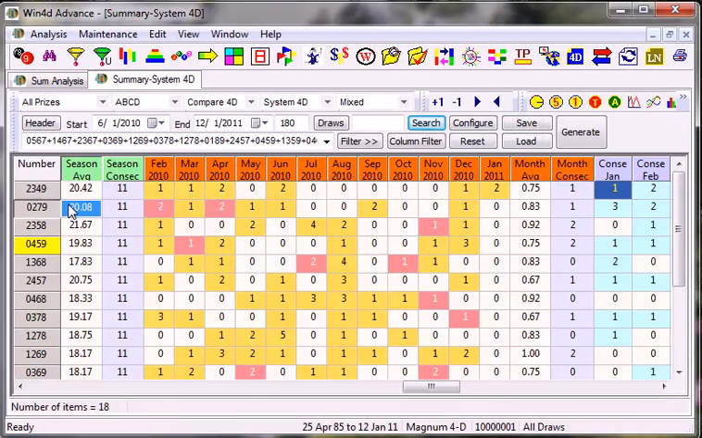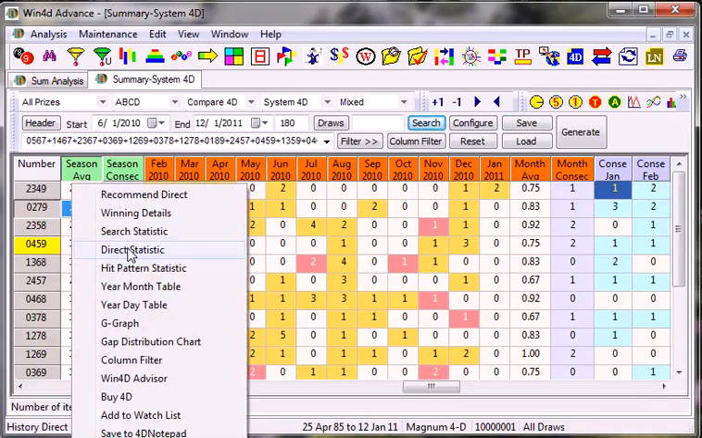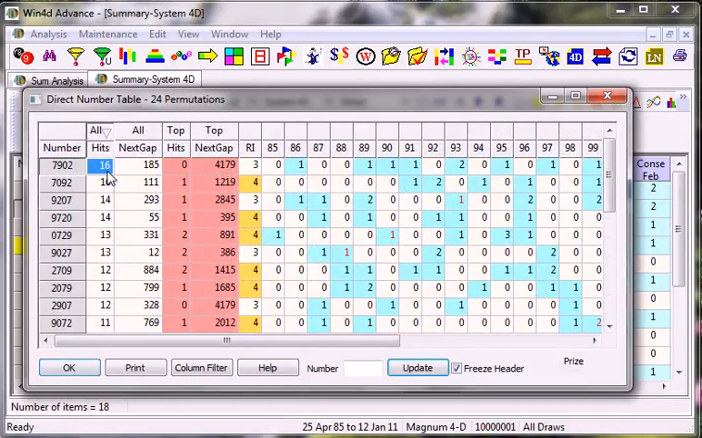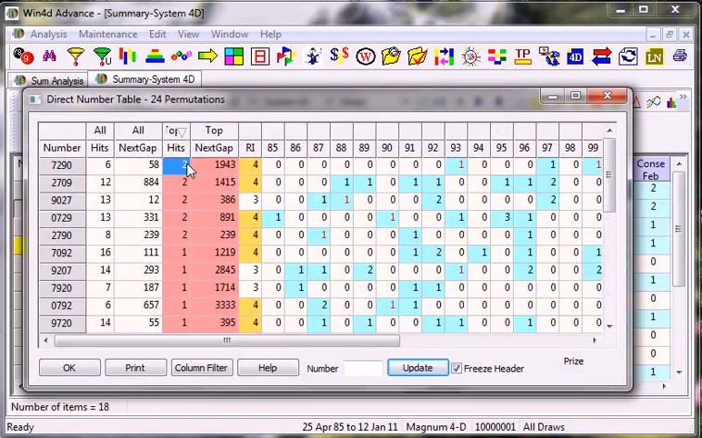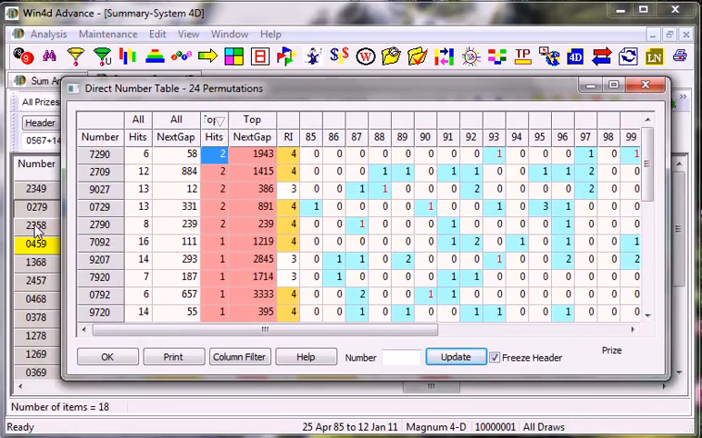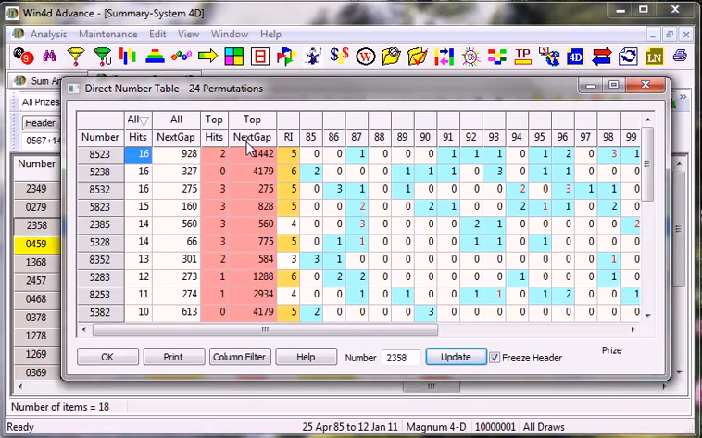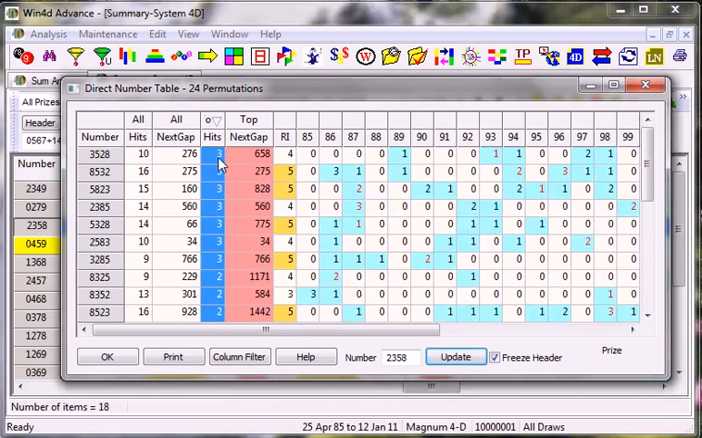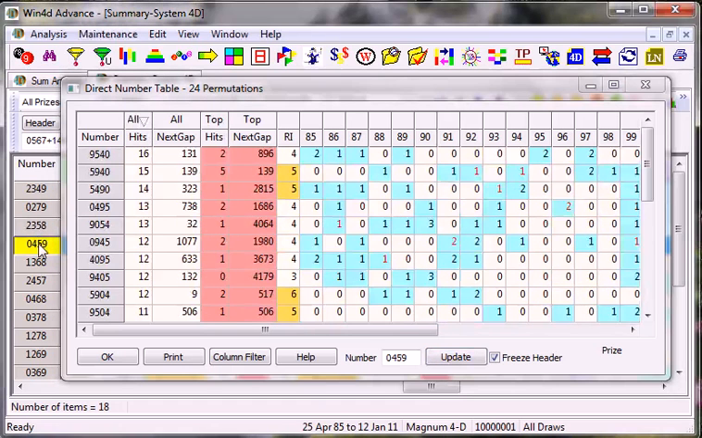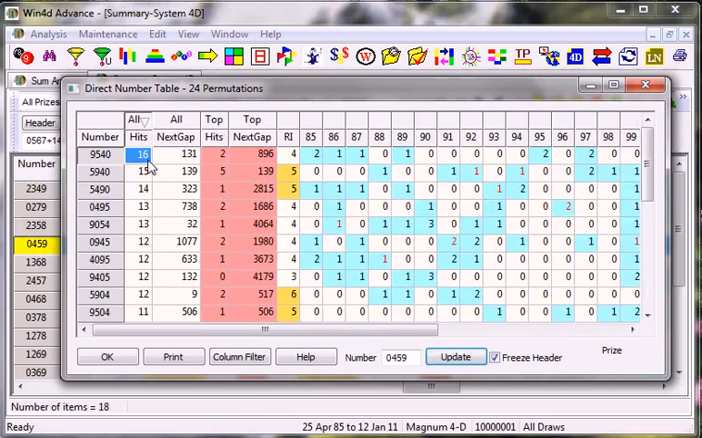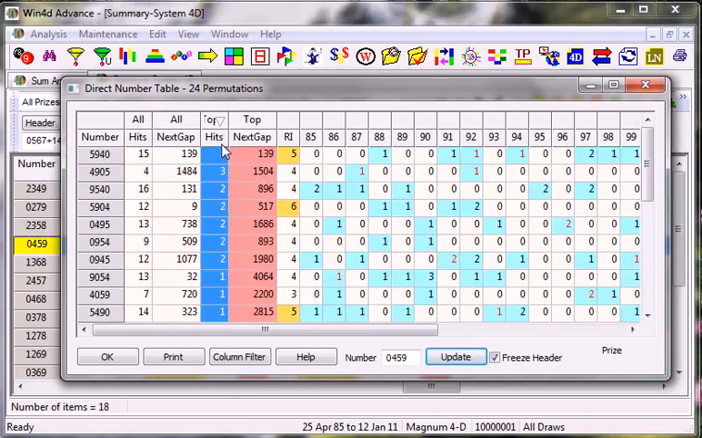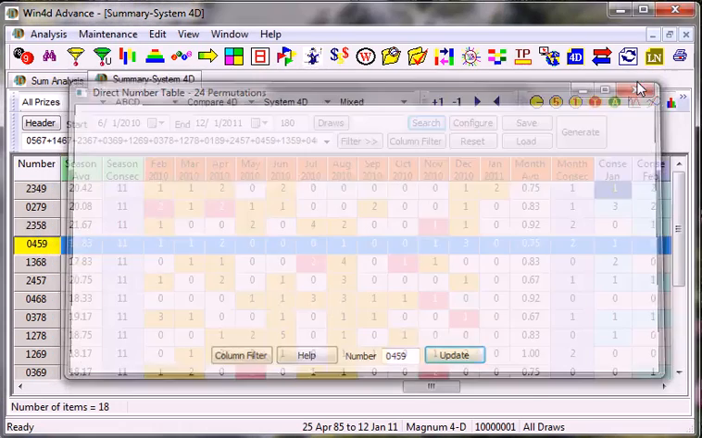And again, if you wish to know the direct statistics, all you need to do is just go here, and there you go. The most frequent direct is 7902, and in terms of top price will be 7290. Right, and 2358, same thing. The most frequent direct will be 8523, and the most frequent direct for top price will be 3528. That goes for 0459. The most frequent is 9540, and the most frequent for top price will be 5940.